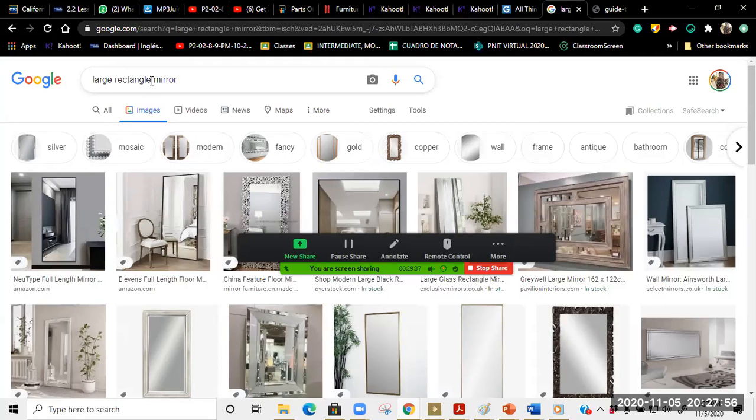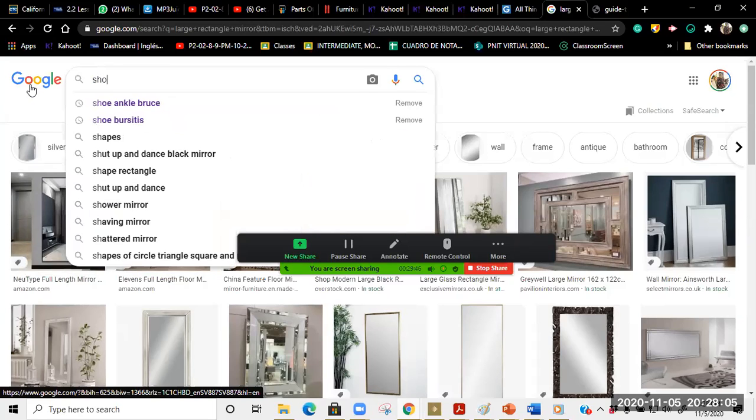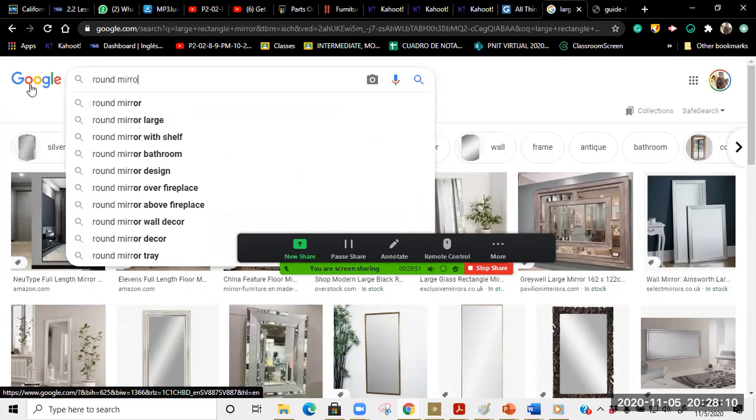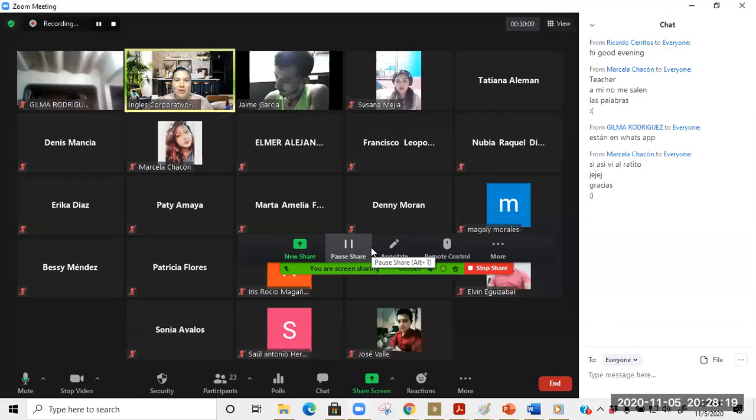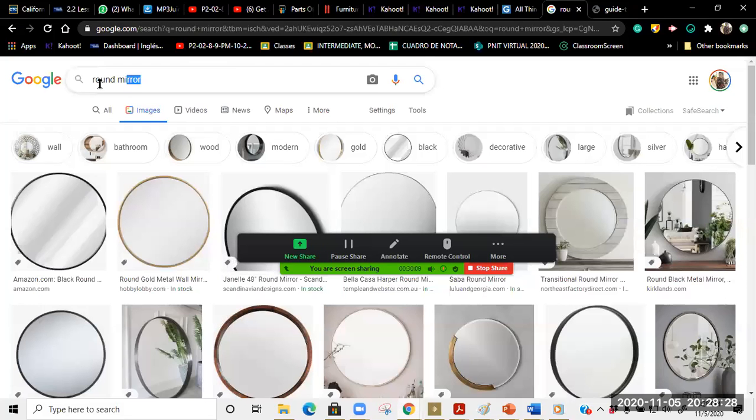Okay. Rectangle. Large rectangle mirror. O si es corto, o cuadrado, o redondo, short, round. Mirror. Redondo. Round mirror. Do you have a round mirror? ¿Quién tiene uno redondo? ¿Ninguno redondo? ¿No? Todos tienen cuadrados. Square. Cuadrado es square. Espérenme, le voy a compartir algo.